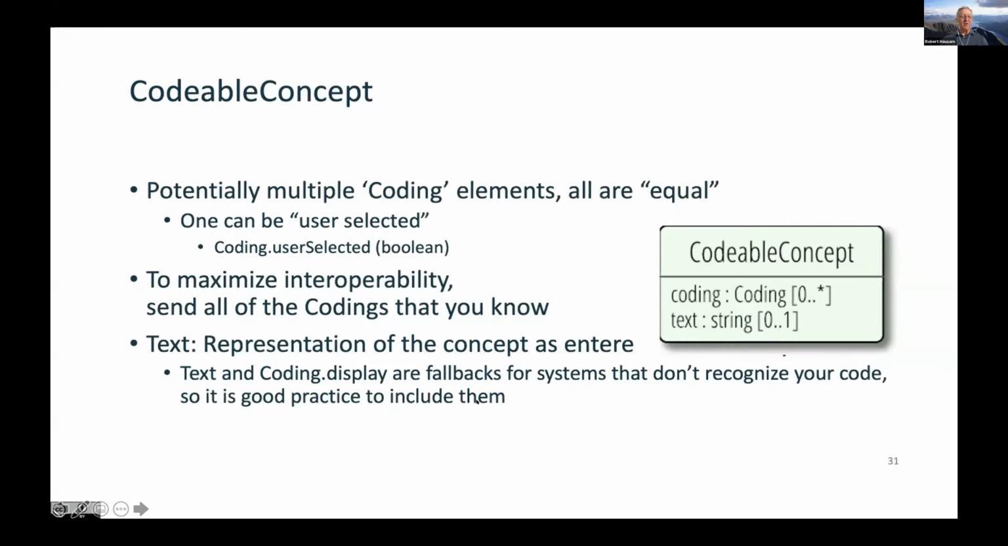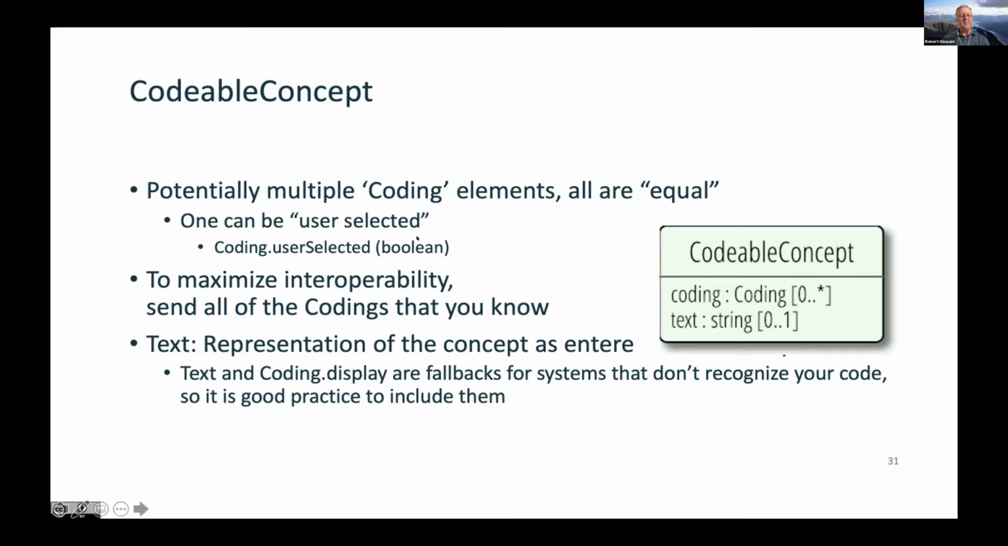So now we move on to the most common coded data type, which is the CodeableConcept. It's the most generally applicable and useful. And basically what it is is really simple. It just has multiple coding elements, 0 to star here, plus a text. So you have potentially multiple codings. All are considered equal. There's not one that's the first one or the highest priority one or any of that. There's no notion of that.